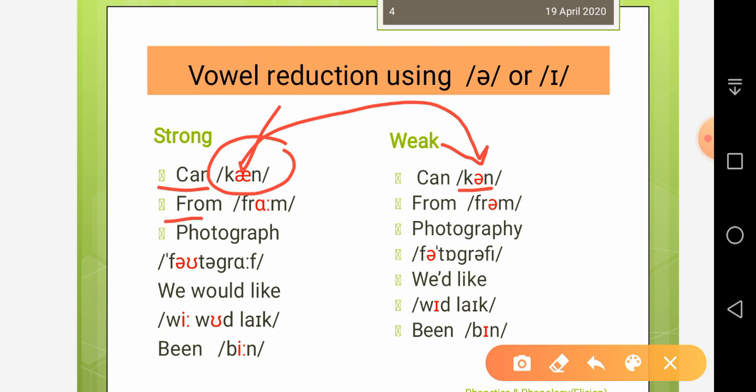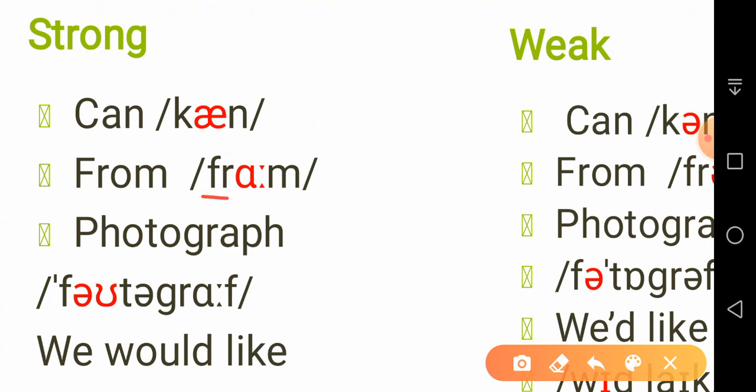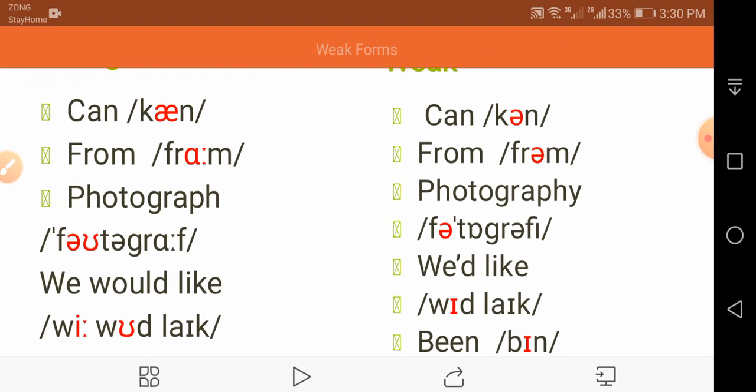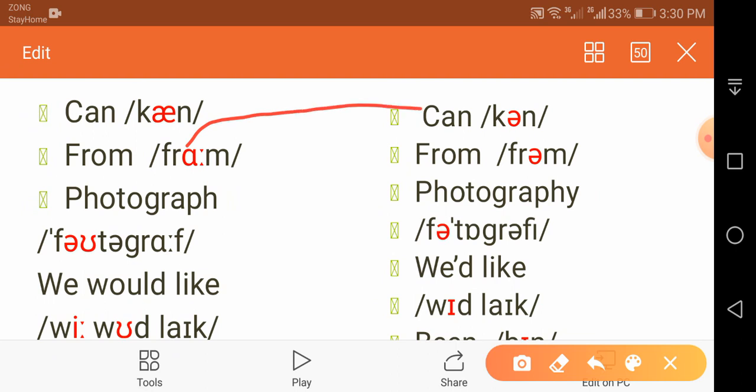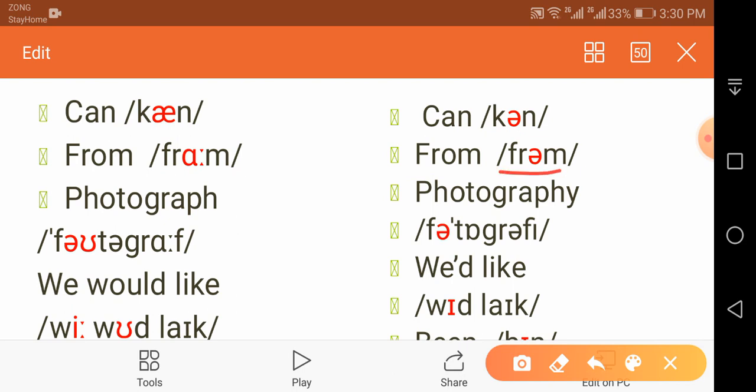Here is the word from. Let me magnify the screen. This is the phonemic transcription. Here is a long vowel sound, and now this is going to be converted into a schwa sound. So instead of saying from, we'll say frəm. Where are you from? I'm from Pakistan. Frəm, not from. From is a strong form and frəm is the weak form.